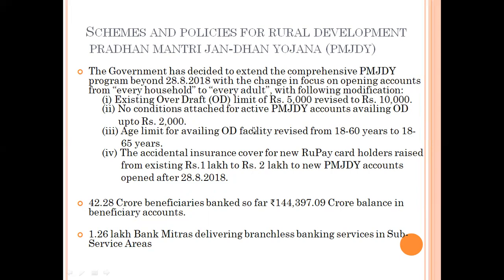A few modifications they have made in this scheme, which you can see here. The existing overdraft limit was earlier 5,000, and the revised one is 10,000. The age limit has also been increased: earlier it was 18 to 60, later on 18 to 65. No conditions are attached for active Pradhan Mantri Jan Dhan Yojana accounts availing an overdraft of rupees 2,000. Accidental insurance is also covered for the holders: earlier it was 1 lakh, and now it is 2 lakhs under new accounts opened after 28 August 2018.